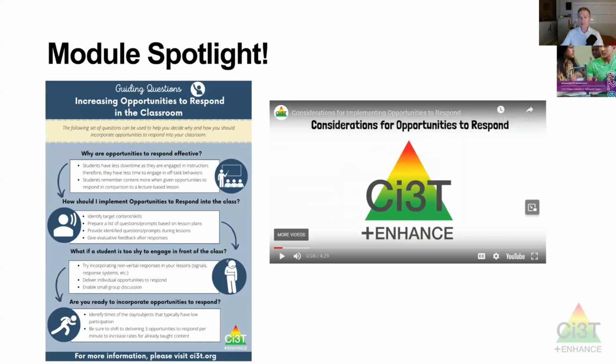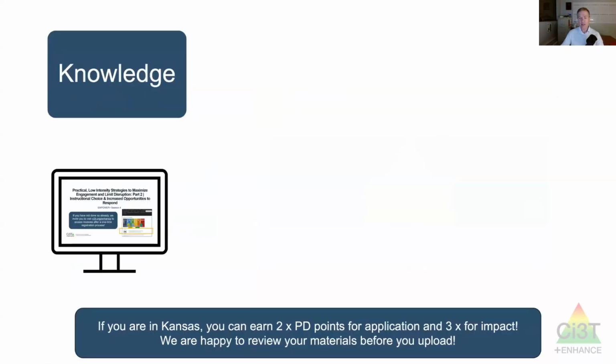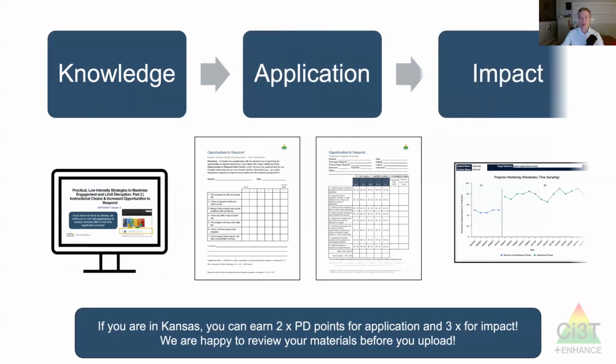All right, in the module, you're going to find all those materials and more, lots more infographics and videos that you can share with your faculty and staff. And remember that if you're in Kansas, you can get not only PD credit, but you can double it if you apply it, and triple it if you show impact for it. And if you're in a district where we haven't worked with your PD system and you'd like us to, please connect us with your PD contact person, and we'll see if we can work it out.